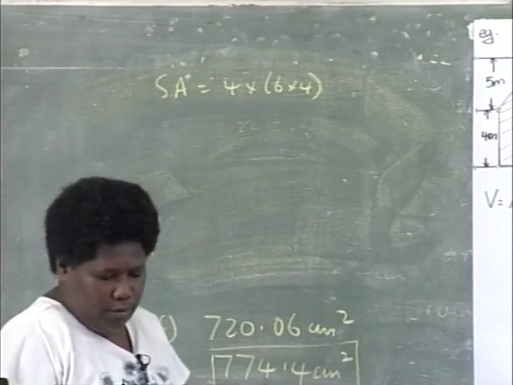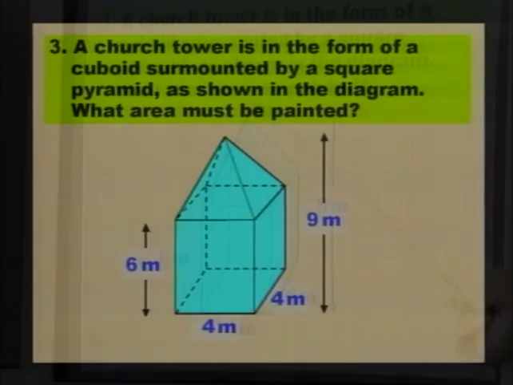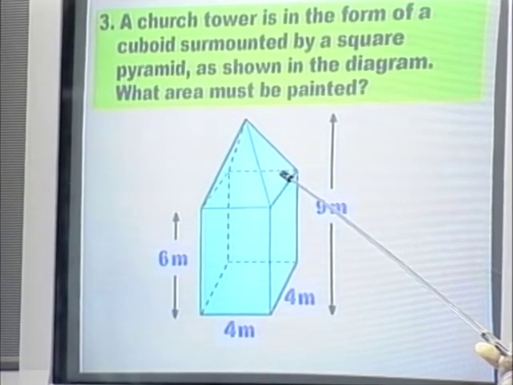Okay, so those are the 4 faces. 1, 2, 3, and the back will be the fourth one. Then the 4 triangular faces at the top. All right, 1, 2, 3, 4 at the back. Now, we need to find out the perpendicular height for one of the faces. The triangles are isosceles triangles, if we all agree.